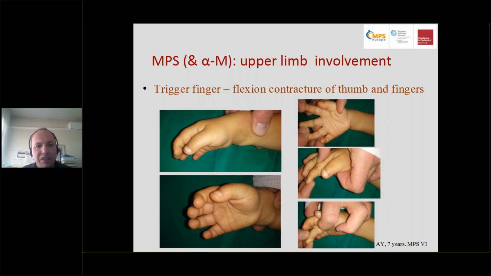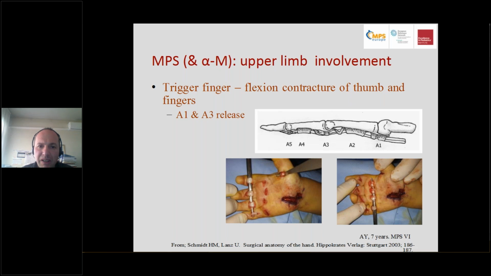Can we do something for this flexion contracture and this thumb contraction in mucopolysaccharidosis? Yes, we can do some release, because this is a very orthopedic and very surgical topic. We can cut the A1 and the A3 pulley in order to have some release, and at the end children are able to open the hand widely and they have a better function of the hand.